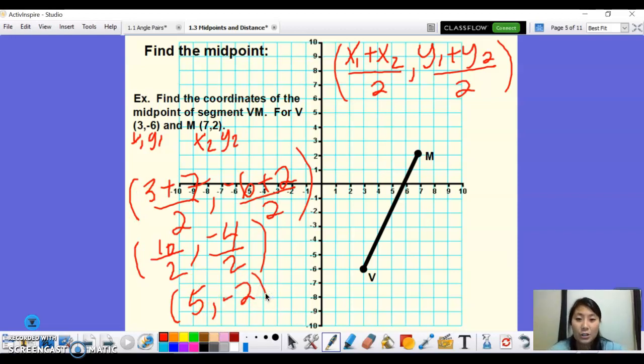And if we were to actually graph that, at +5 we go right 5 and down 2, this is about where the midpoint is going to be. And if you look at it, it looks accurate. That's a possible midpoint area because it's in the middle between V and M.